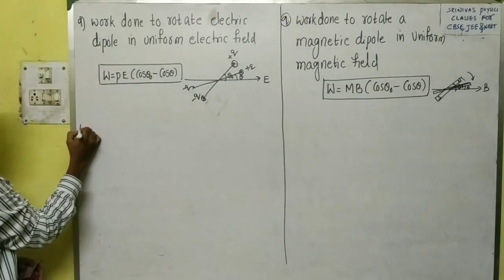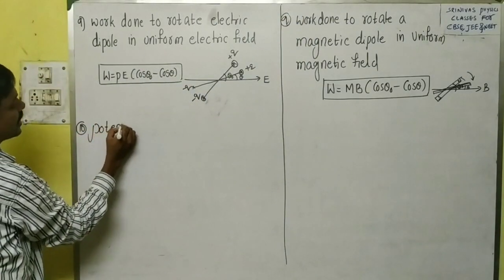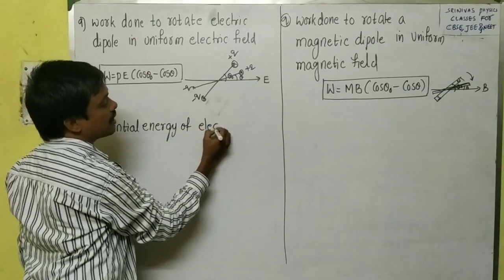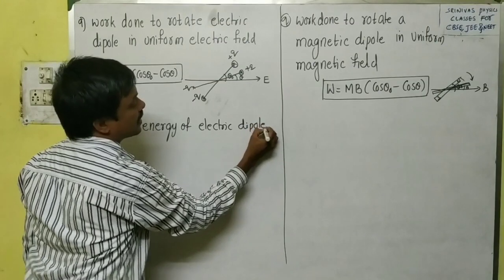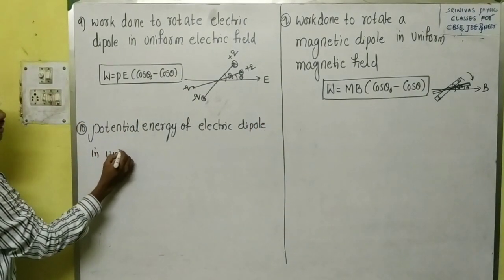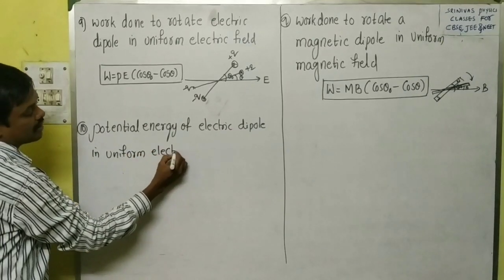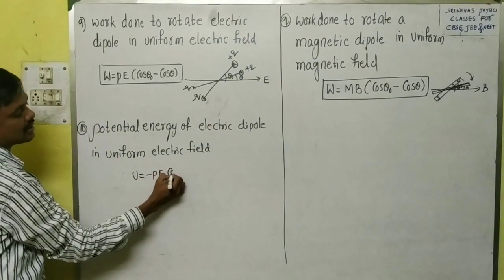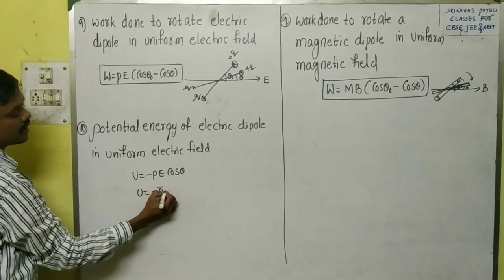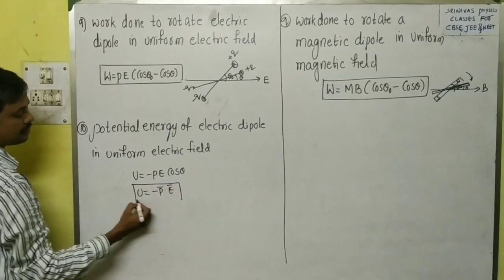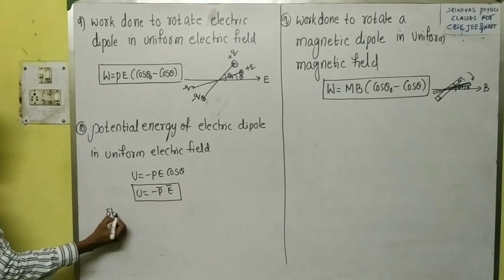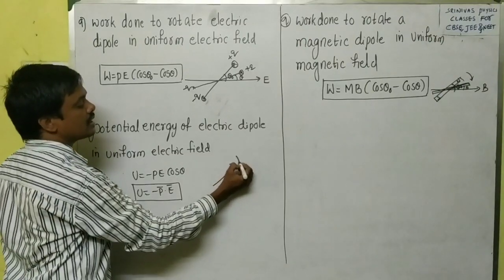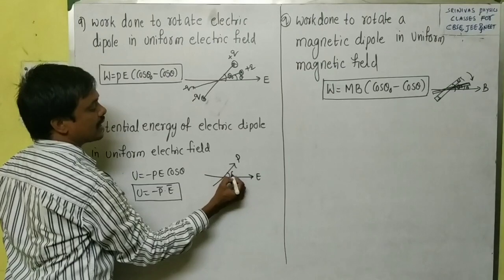Right. Potential energy of an electric dipole in a uniform electric field. What is the potential energy formula? That we know already: minus PE cos theta, that is minus P bar dot E bar. Here P is the dipole moment and E is the electric field intensity. The angle between P and E is theta.